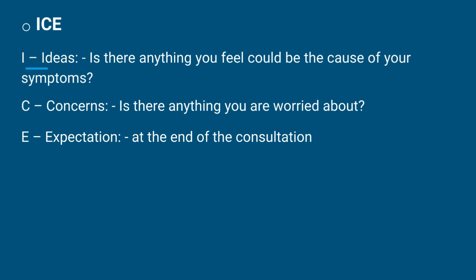Do remember over here that when you're asking about the concerns, and if the patient mentions any concern but you're unable to address it at the moment, make sure that you address it towards the end of your consultation, because in case you forget about it or you're unable to address the patient's concern, you will not be able to pass the station. So make sure that you do so. And yes, make sure that you always address the concerns of the patient.